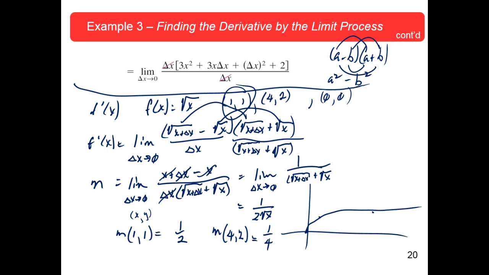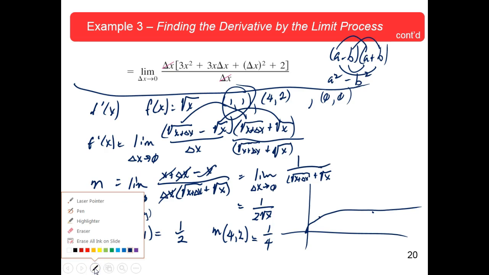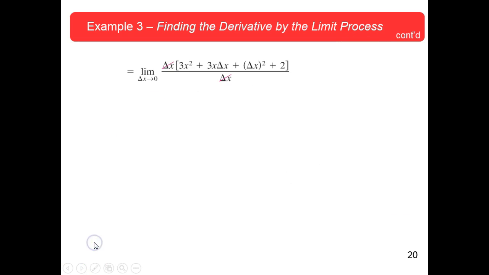Okay. Your picture in the book shows it a little bit better. Can I erase this? Because there is no backup from the book. They don't do this one. Okay. Let's go to example 5. Okay.